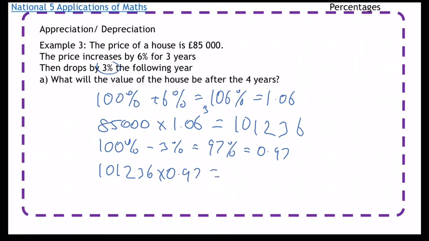And that is going to give me, and I've used my answer button on my calculator, so your answer might vary slightly if you've rounded it. I've done answer times 0.97, and that gives me 98,199 pounds 27. I'm just going to leave it like that because there's no rounding there.